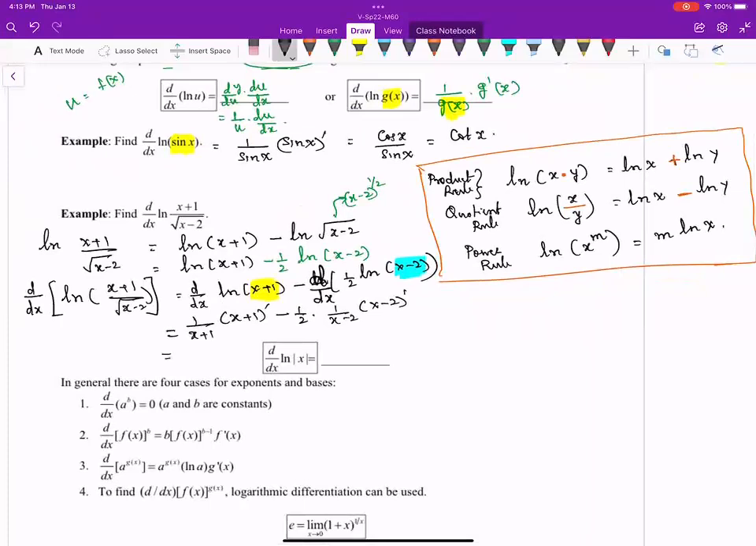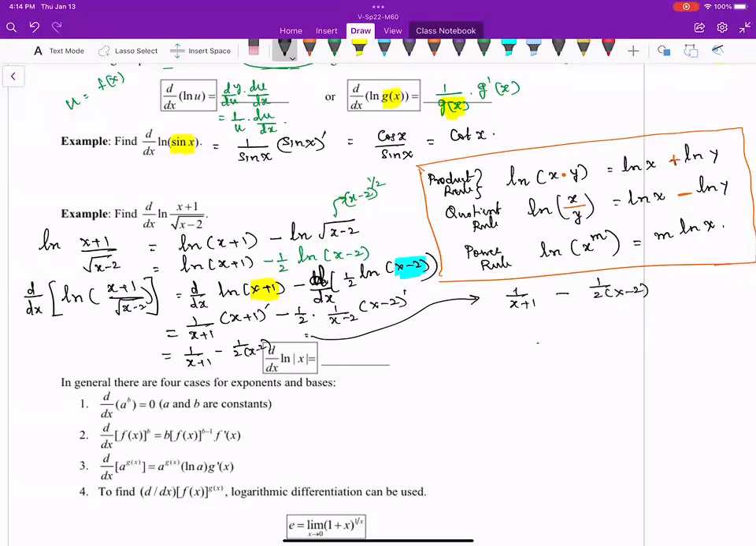So it will be 1 over x plus 1 times 1 minus 1 over 2 times x minus 2. Derivative of x minus 2 is 1. If we want, we can simplify this. So if you do the algebra, this would be 1 over x plus 1 minus 1 over 2 times x minus 2.